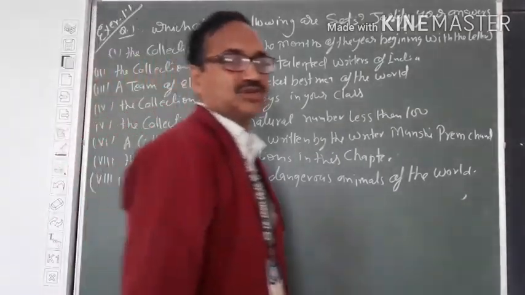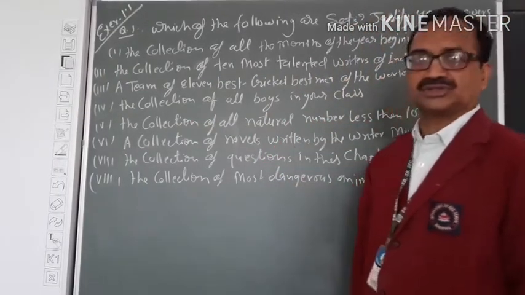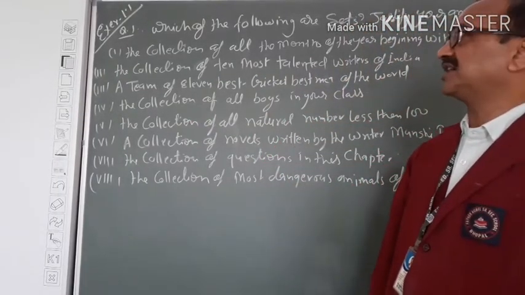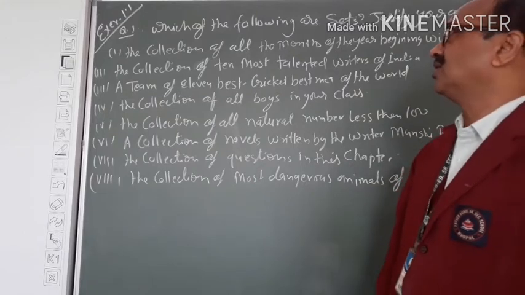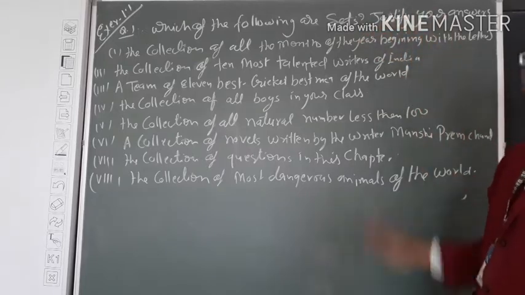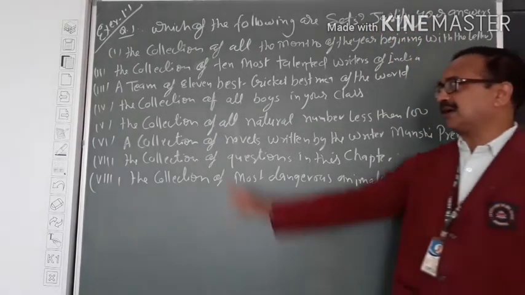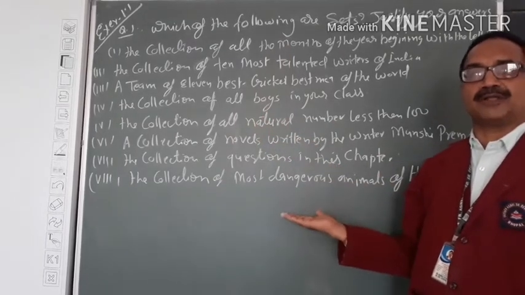Now I start some questions of NCERT books. So this is the first question of NCERT books. Exercise 1.1, question number 1. Which of the following are sets? And justify your answer. In this example, some are sets and some are not examples of sets.